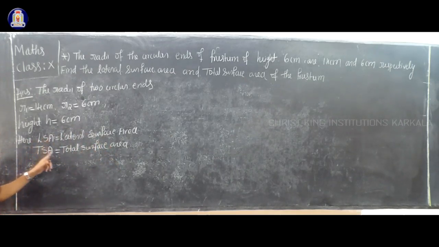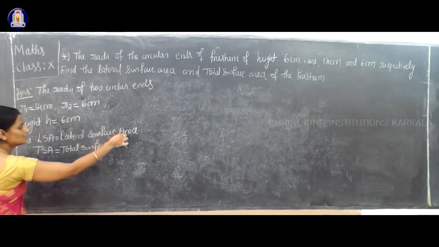Understood? No? That's why I mentioned here, first, lateral surface area. So LSA is equal to. Hereafter I can use LSA because I mentioned what LSA is. Without mentioning this, you can't use LSA. You should write lateral surface area. Clear? So LSA is lateral surface area.